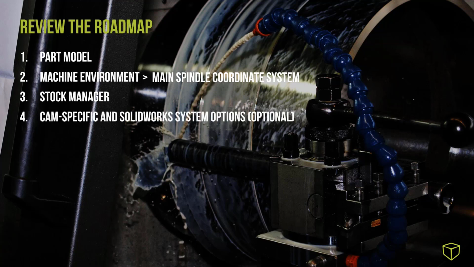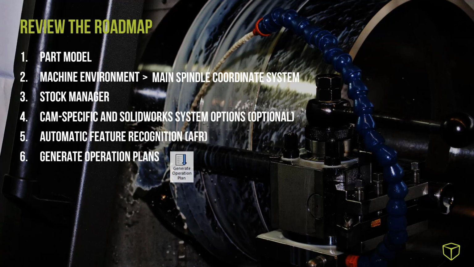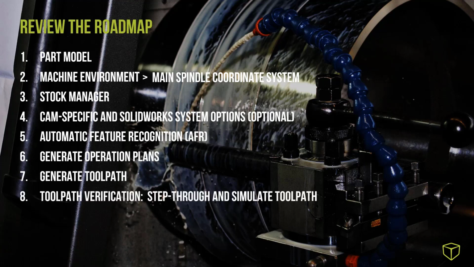A high-level overview of CAM-specific and SOLIDWORKS system options. Then, using automatic feature recognition by clicking on the Extract Machinable Features command button, generate operation plans from valid machinable features. Then generate toolpath to see how each cutting tool is used for that specific operation. We will check our toolpath by using Step Through Toolpath and Simulate Toolpath. And finally, post-process, review, and if necessary, edit our NC code.